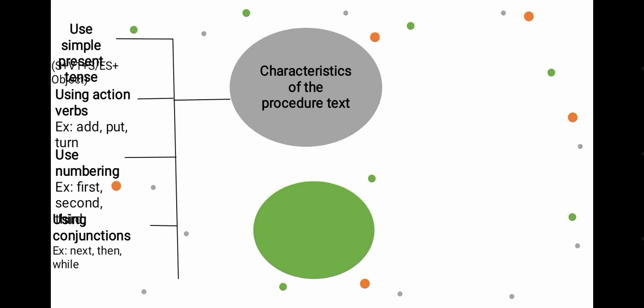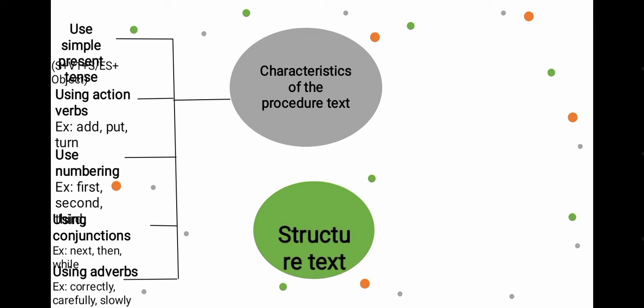And then next, using conjunctions, for example, next, then, while, after, before, and others. And the last characteristic of the procedure text is using adverbs, for example, correctly, carefully, slowly. Okay, next we can see the structure of the text.